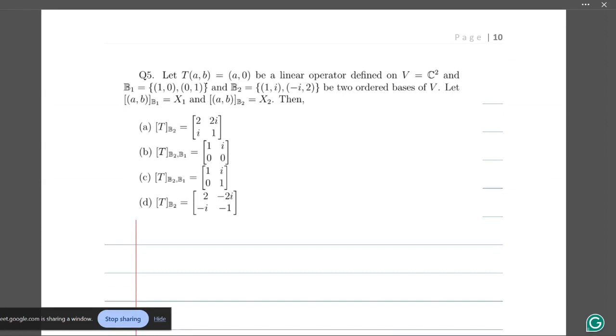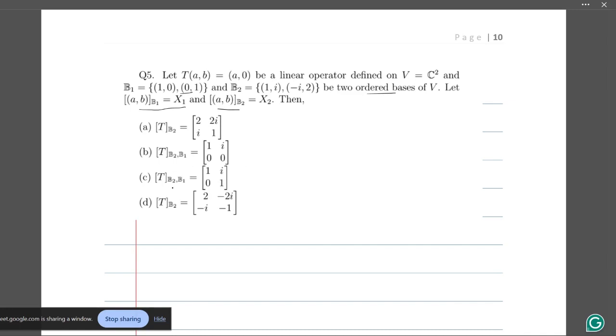This is T of (a, b) is equal to (a, 0), a linear operator on C2. Let B1 be the standard basis, and B2 be this basis, two ordered bases. Then let T of B1 be the representation with respect to it, X1, X2. The question asks nothing about X1, X2, so no need to worry about that.